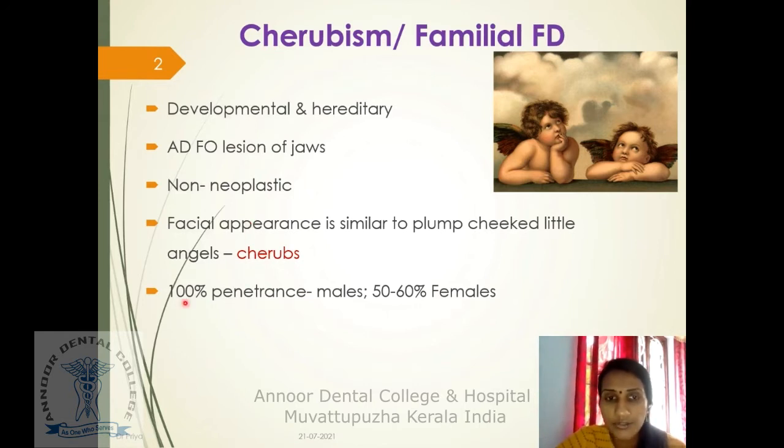It's basically because of the facial appearance, which is similar to the plum-cheeked little angels, which we call a cherub. So a patient with cherubism will look like a cherub because of the swollen cheeks or plum cheeks. Males are more predominantly affected; since it's a hereditary disease, there is 100% penetrance in the males, and in females it is 50 to 60%.